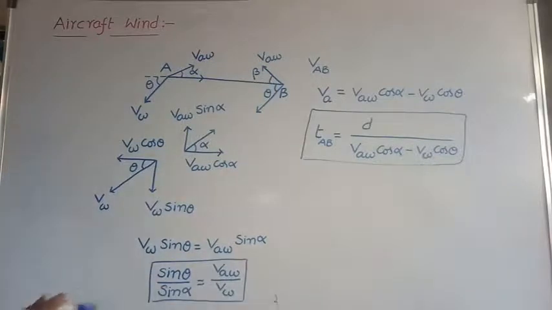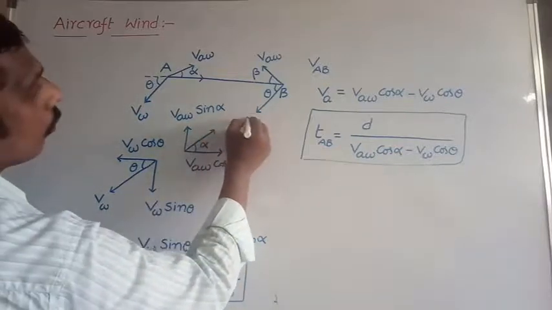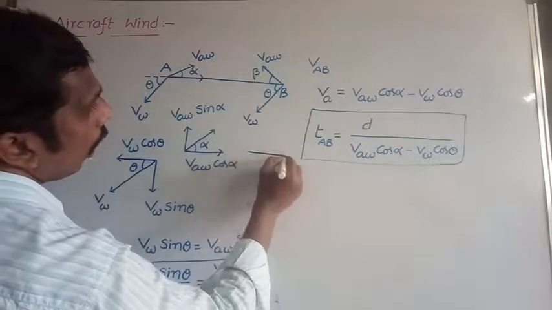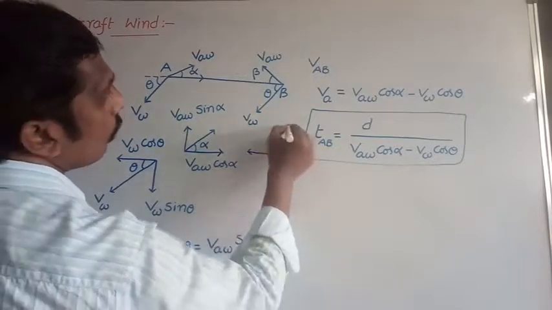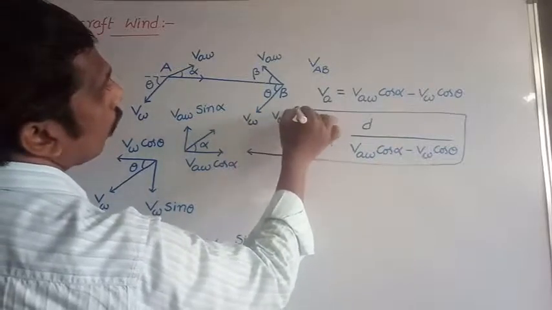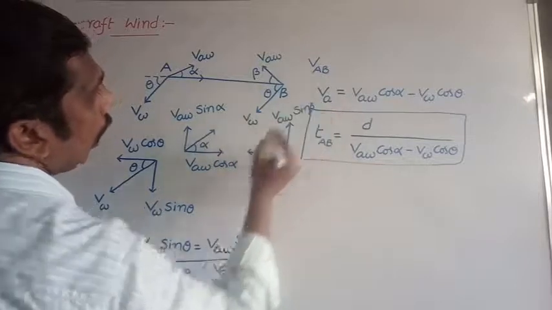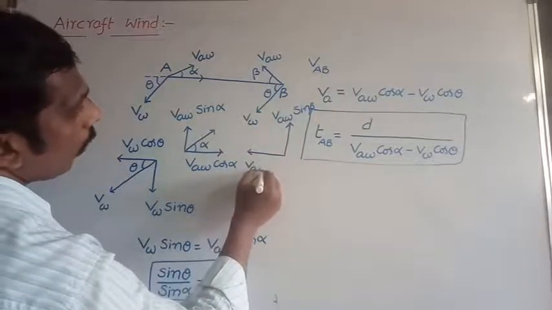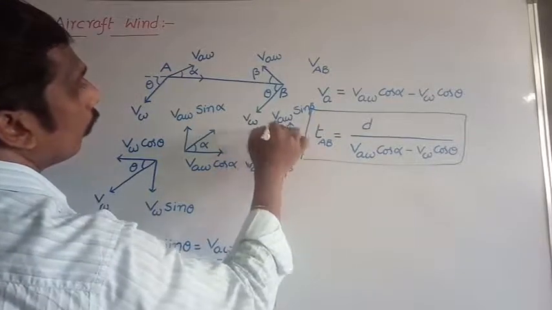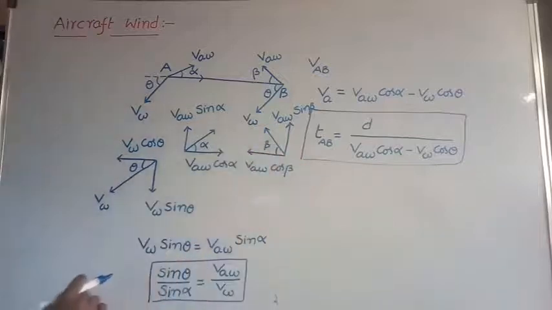Again, we should resolve the velocity of the aircraft with respect to wind into two components, one along the horizontal direction and one along the vertical direction. The vertical component is VAW into sine beta, and the horizontal component is VAW into cos beta. There is no change in the velocity of the wind, so these are the components of the velocity of the wind.